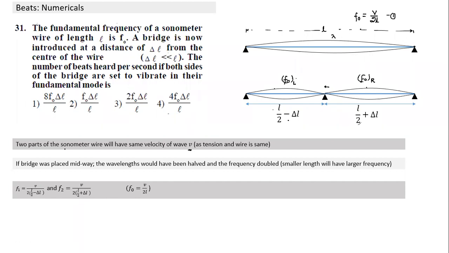And we know from the first part here, F naught is equal to V by 2L. So what do we need to find? Beat frequency is F1 minus F2. So can we simplify F1 minus F2? See, whenever we have an expansion something like this, 1 plus delta L by L raised to power n, it can be written as 1 plus n delta L by L. That's the approximation we have to use here.